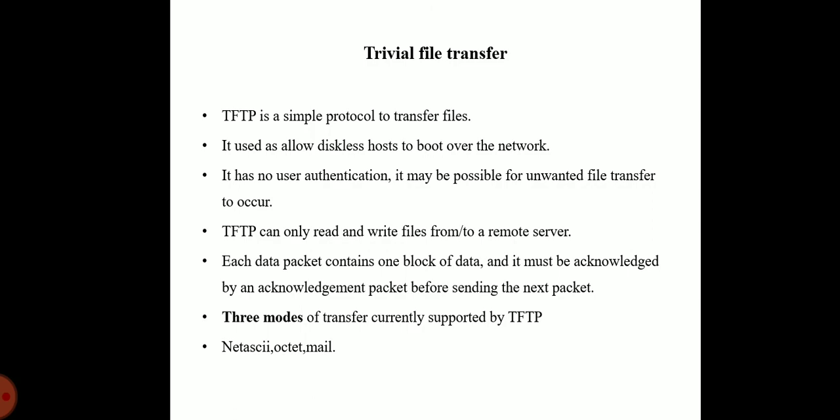In TFTP, any transfer begins with a request to read or write a file, which asks the server for a connection. When the server grants the request, the connection is opened and the file is sent in fixed length blocks of 512 bytes.